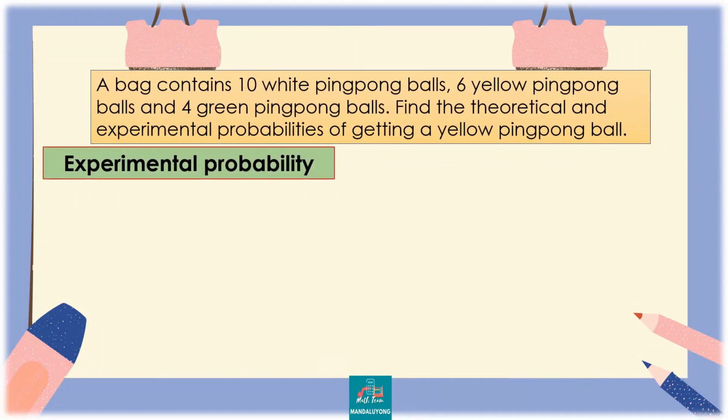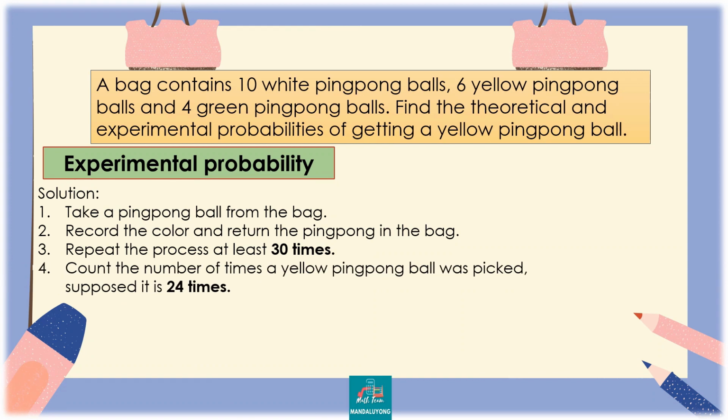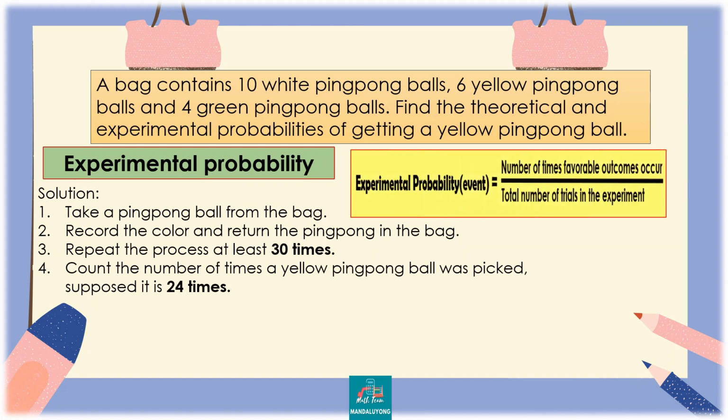Now, use experimental probability. Let us have this solution. First, take a ping pong ball from the bag. Second, record the color and return the ping pong ball in the bag. Third, repeat the process at least 30 times. Fourth, count the number of times a yellow ping pong ball was picked. Suppose it is 24 times.